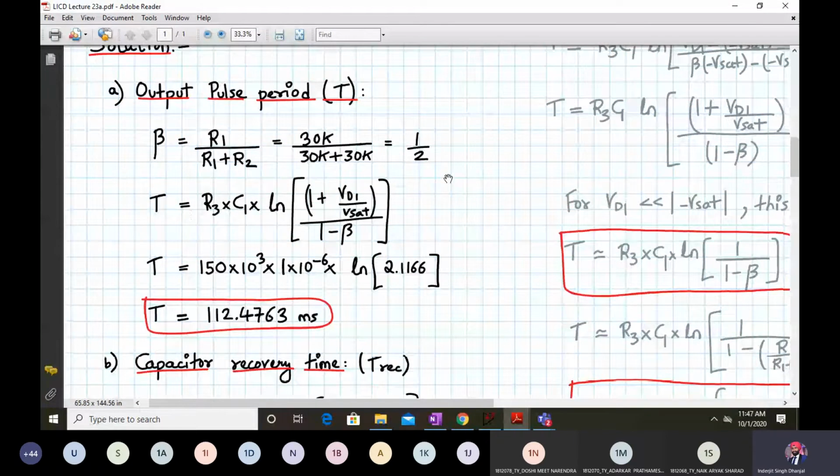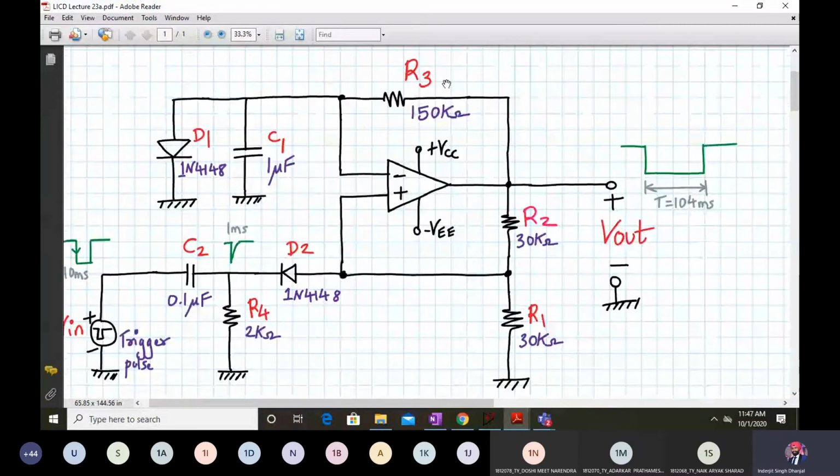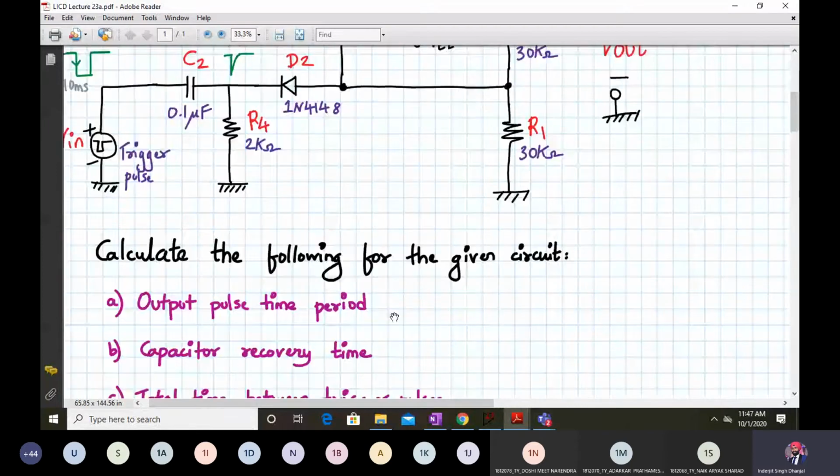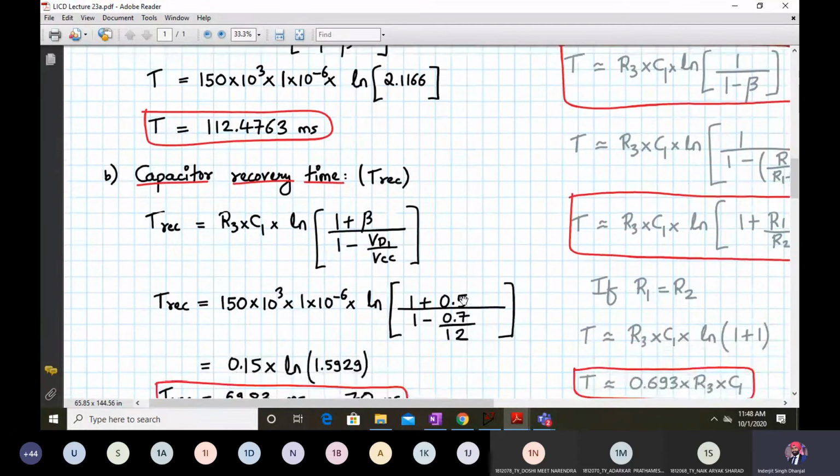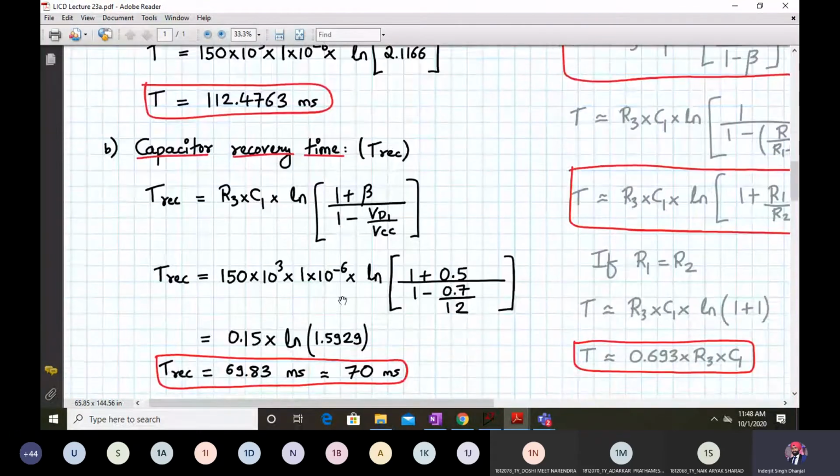R3 and C1 are given. You can see over here, R3 and C1. So this is R3, 150 kilo ohms, and C1 is 1 microfarad. Those are the values which are substituted over here. So with this we got the value of T as 112.4763 milliseconds.